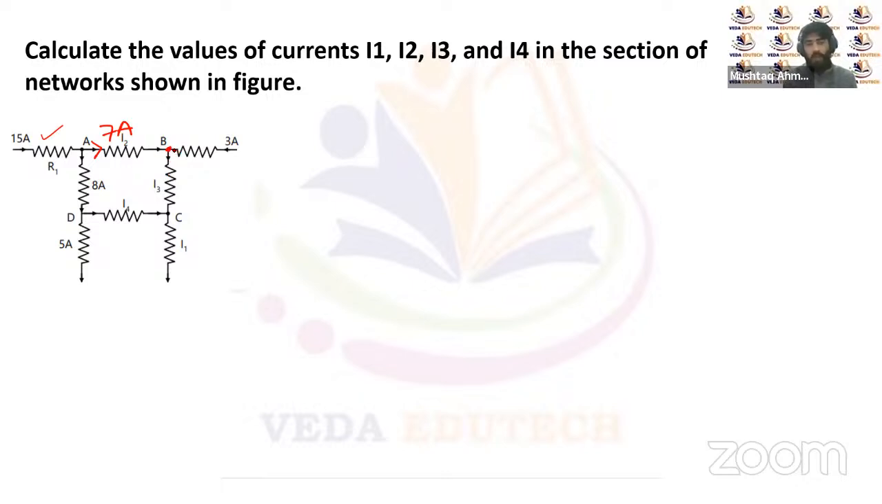Even if we apply Kirchhoff's current law at this point, these 7 ampere and 3 ampere currents are entering the junction, so they will be taken as negative: minus 7 minus 3. The current leaving this junction is I3, which we take as positive, and that equals 0. It means that I3 has to be equal to 10 amperes. If 10 amperes of current is entering the junction, 10 amperes must leave the junction. So I3 has to be 10 amperes, correct?